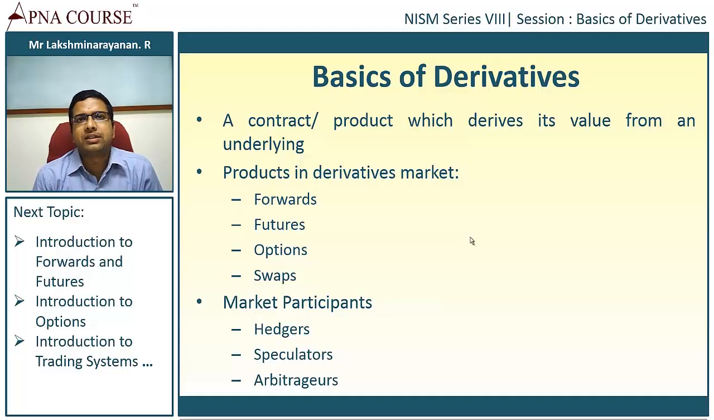So what are the various products in the derivatives market? The first is forwards, then futures, options, and swaps. The major market participants in this segment would be hedgers, speculators, and arbitrageurs. We will discuss each one of them at length.